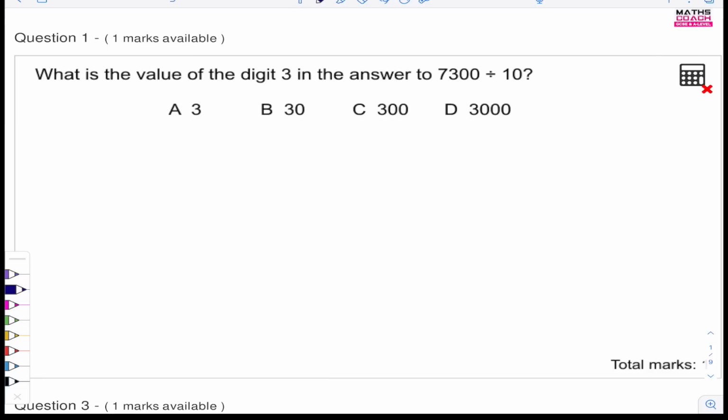And on to the final question, but the first question of this paper. What is the value of the digit 3 in the answer 7,300 divided by 10? So let's work that out. That gives us 730. So the value of 3 here is in the tens column, so it's going to be 30. So that's the answer.